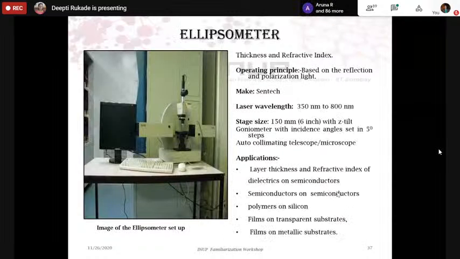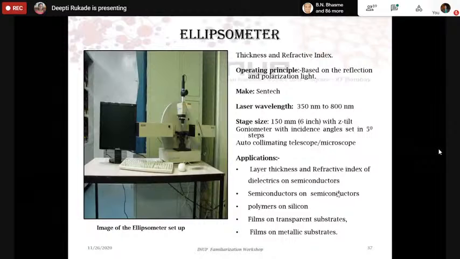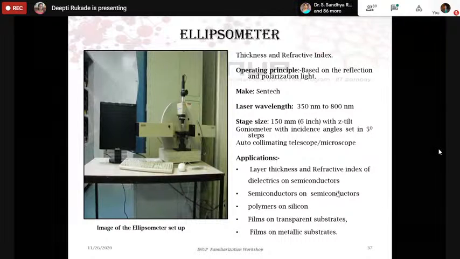Then we have an ellipsometer. Ellipsometer is a technique that works on polarization of light, and it is used for finding out the dielectric properties as well as the thickness measurement of oxide materials. Ellipsometer restricts itself only to oxide materials. We cannot do any metal or metallic thin film thickness measurement using this. So here at IIT Bombay, we normally use the ellipsometer after oxide growth or after any deposition of SiO2 to check for the uniformity and the thickness of the oxide.